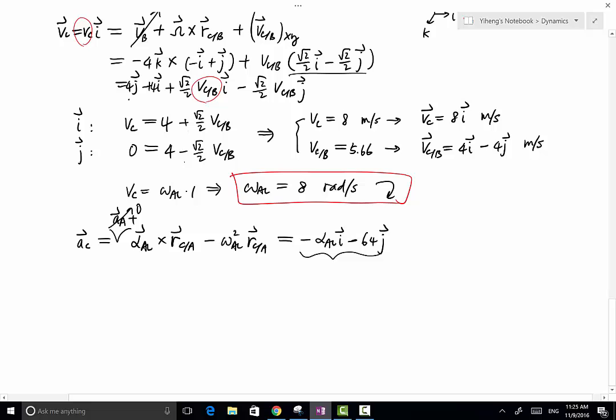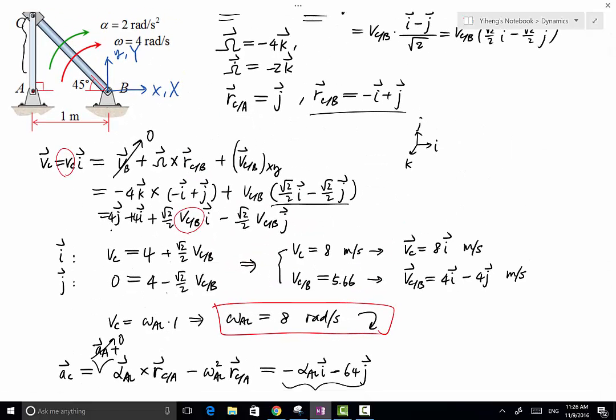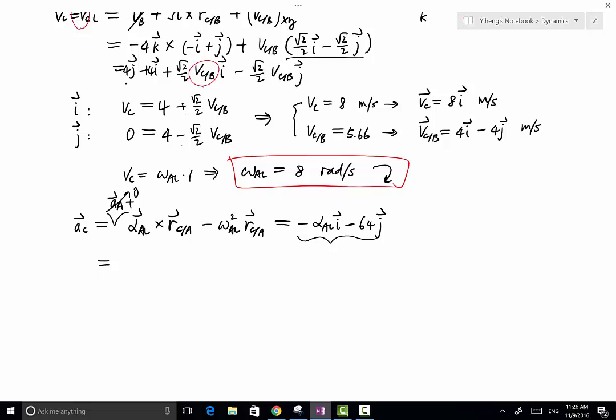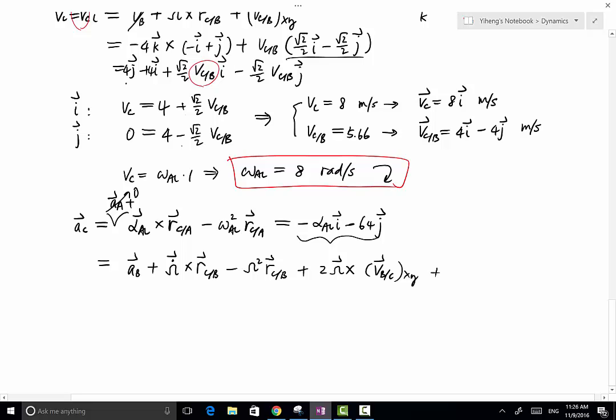Now, using point B, the equation for relative motion analysis using rotating axis is: a_B vector plus omega dot cross r_C relative to B minus omega squared r_C relative to B plus 2 omega cross v_B relative to C xy, eventually plus a_C over B xy.